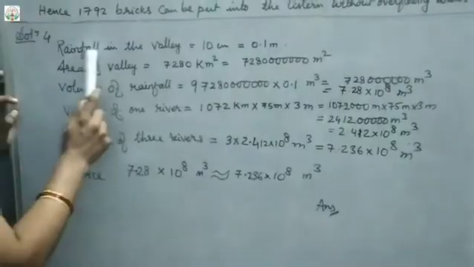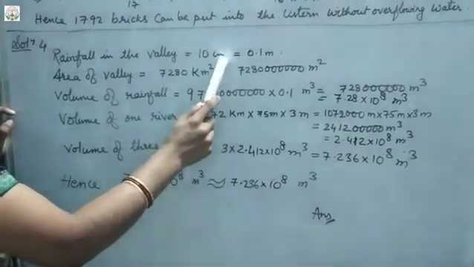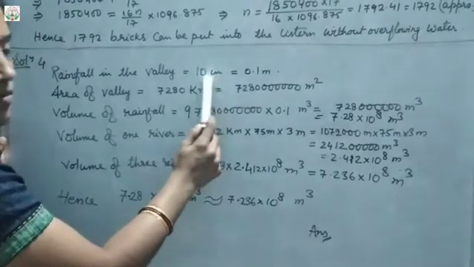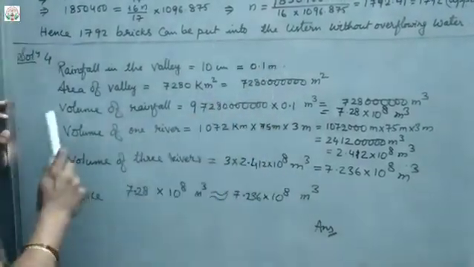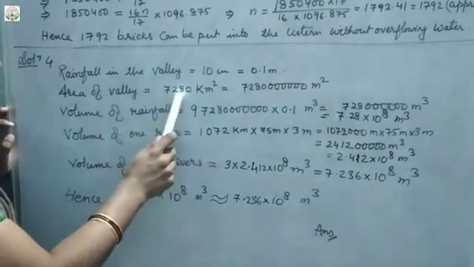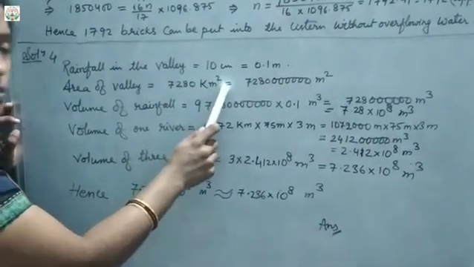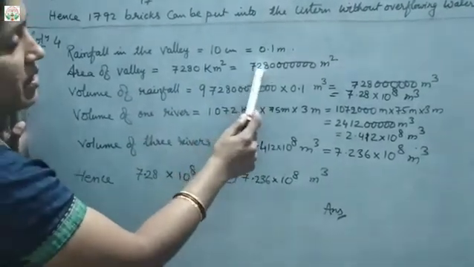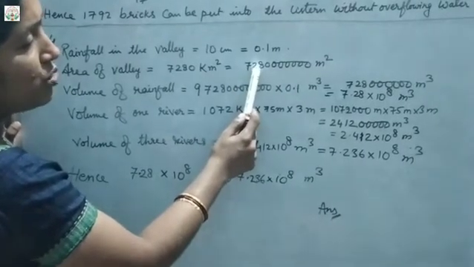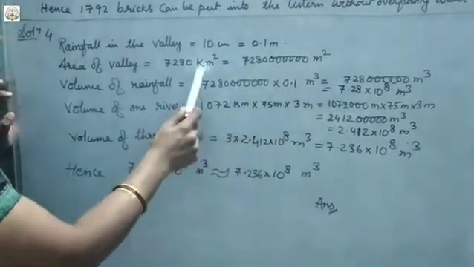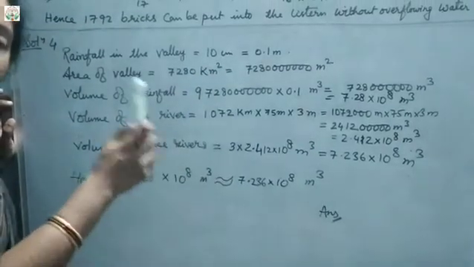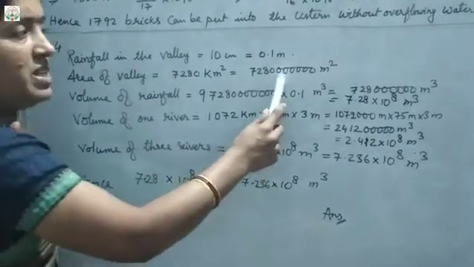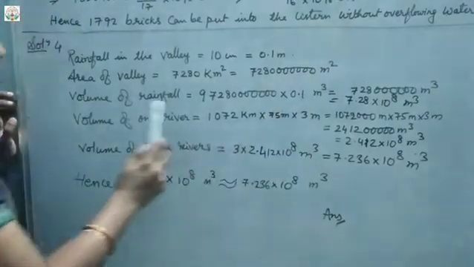Solution number 4: rainfall in the valley is 10 cm. We have to convert it into meter, because all the measurements will be changed into meter, so on dividing by 100 we get 0.1 meter. Now the area of the valley is given in the question, 7,280 kilometer square. We will change this kilometer square into meter square, so it will be 7,280 and then 6 zeros, because for kilometer to meter conversion we know 1 kilometer equals 1000 meters, so 3 zeros, and 3 into 3 zeros again, so it will be 6 zeros meter square.